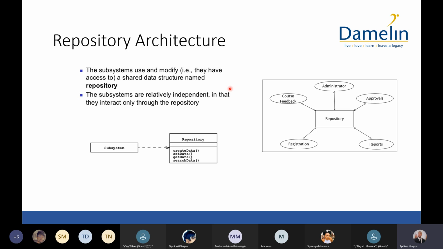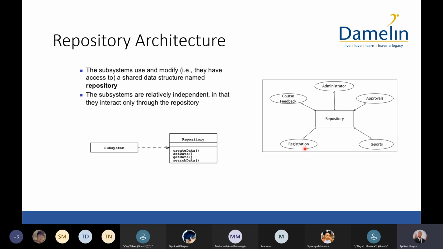So moving on to the next architecture, which is the repository architecture. A repository is a shared location at which you keep data. The subsystems use and modify a shared data structure named the repository. The subsystems are relatively independent in that they interact only with the repository. So we have independent subsystems, like you see in this particular case. However, the only thing they have in common is that they're sharing the same database.